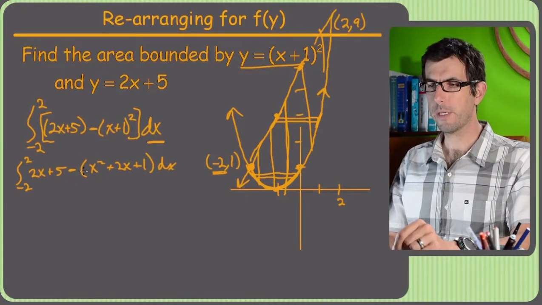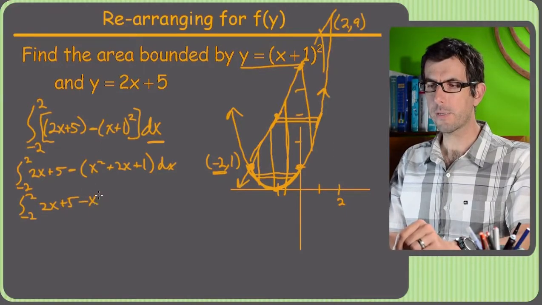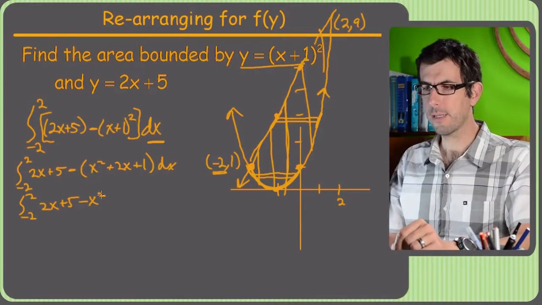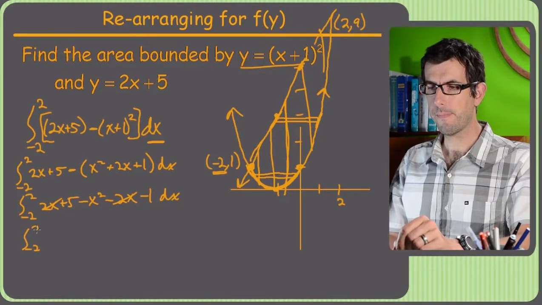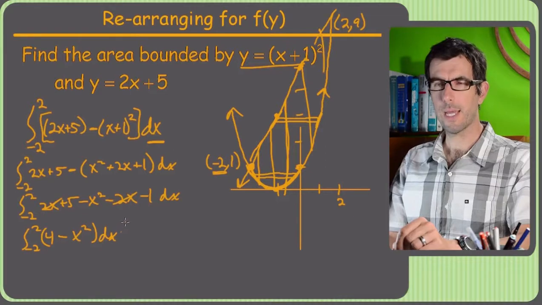Alright, so if I combine like terms here, distribute this negative, so that's the integral from -2 to 2 of 2x plus 5 minus x squared. Now remember, this negative sign is in every problem, and that's a really good way to make a mistake. So we're just going to do an extra step where we distribute that negative in. Alright, so 2x minus 2x, cool, those cancel. So we got 5 minus 1, which is 4. Combine the 5 and -1, we get 4 minus x squared dx.